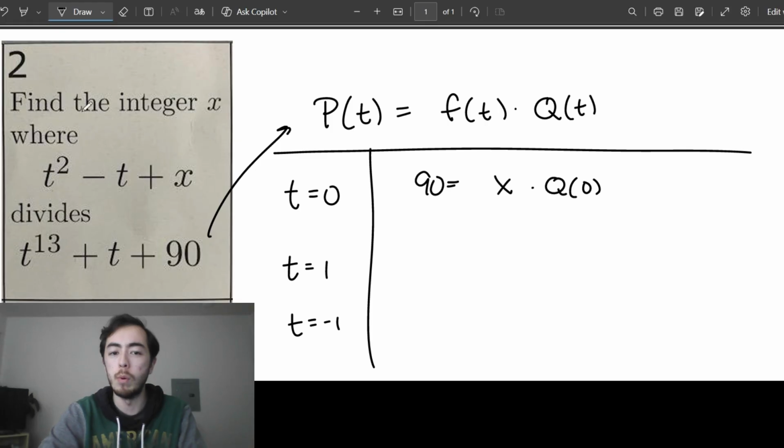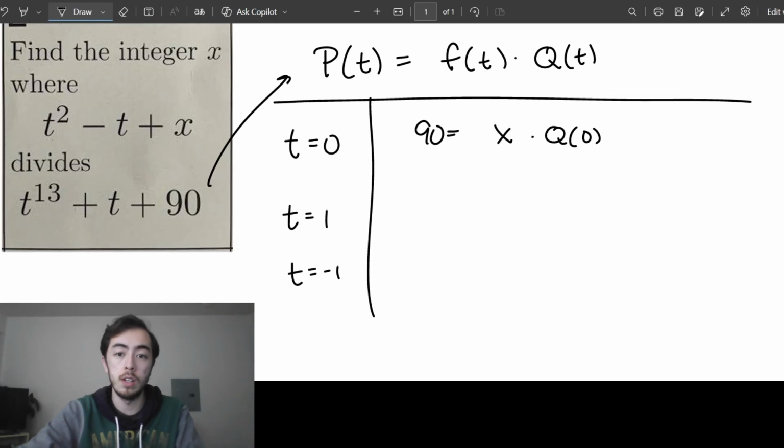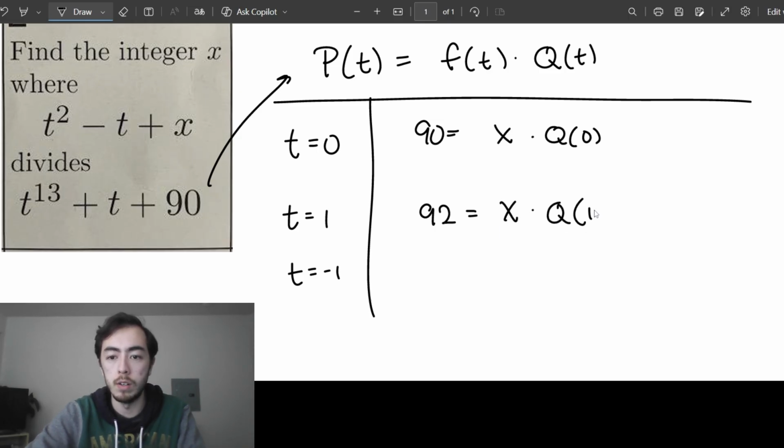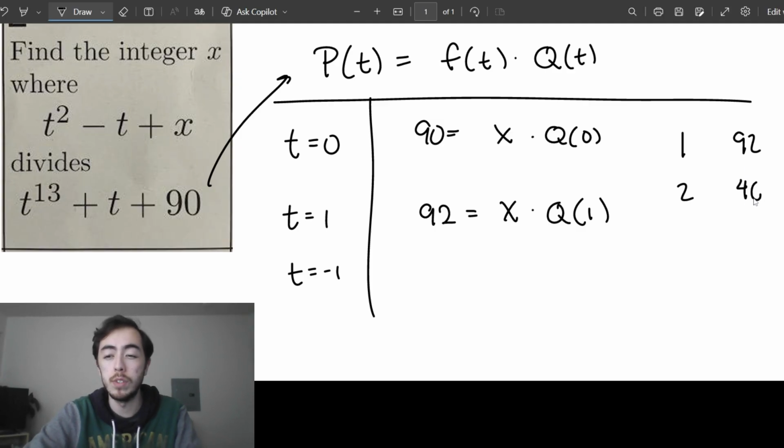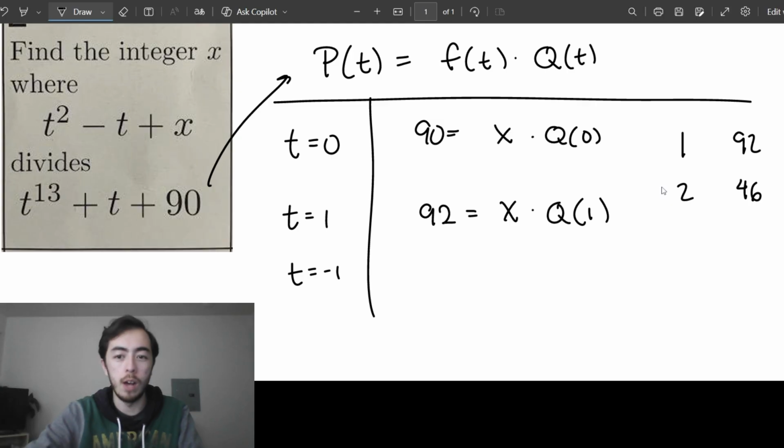Now, we already saw that, but what we didn't see is what follows when we try plugging in other numbers. When t is 1, we get 1 plus 1 plus 90, so p of 1 is 92. And then up top, we have 1 minus 1 plus x, so just x, times whatever q of 1 is. This shows us that x is a factor of 92. Now, 92 has other factors as well, like 1, 92, 2, and 46, and so on. We could draw out that whole list. But the interesting thing here is that x is a factor of 90, x is a factor of 92.